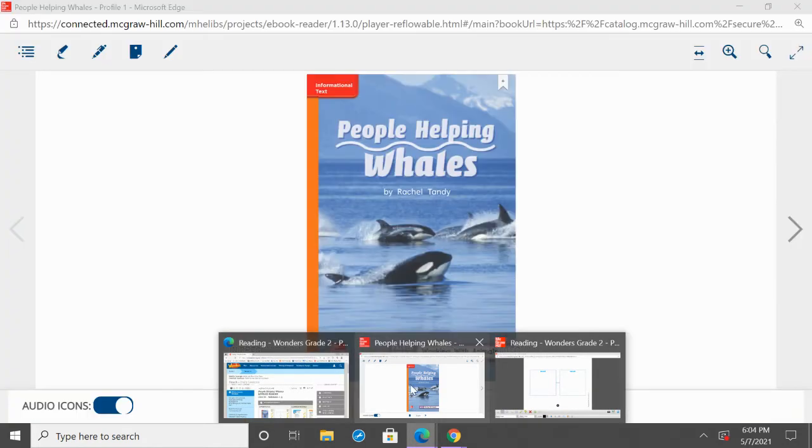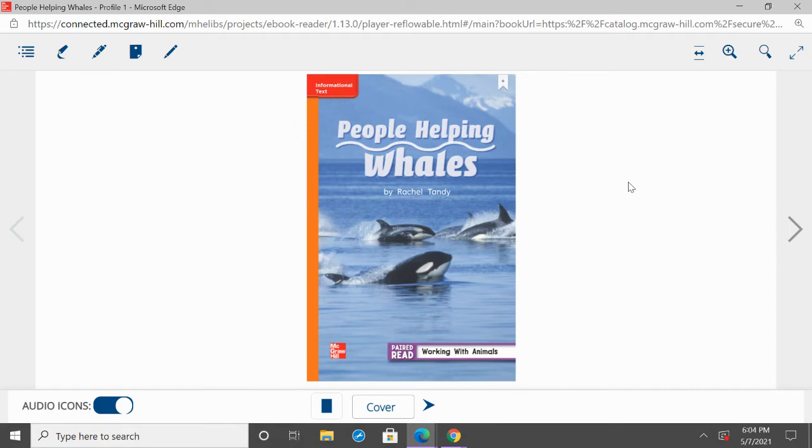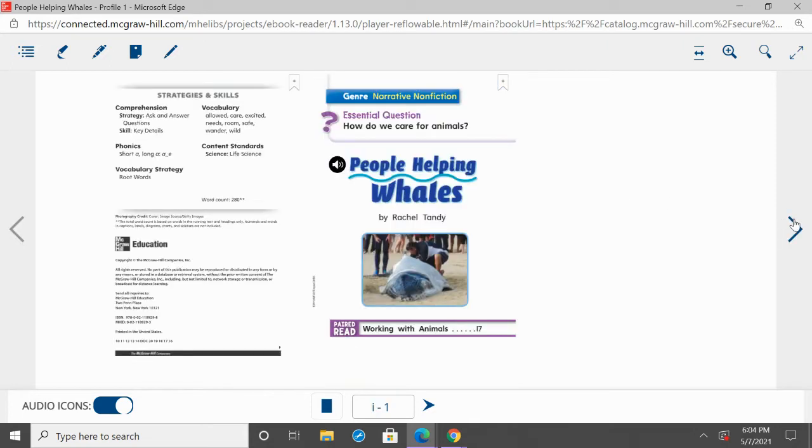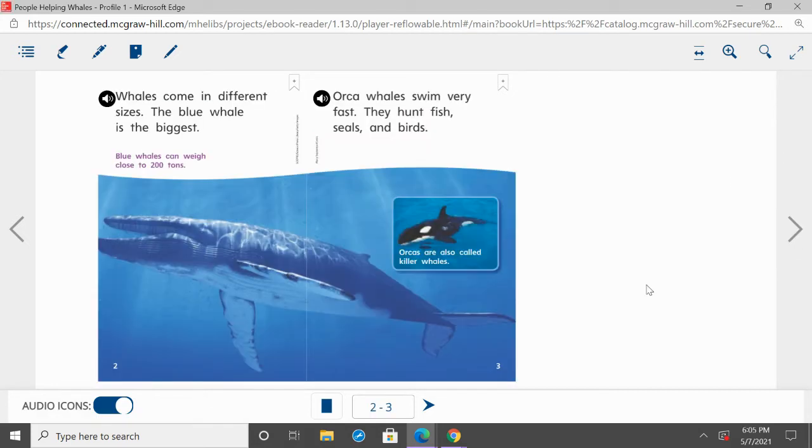But I'm going to pull up our story for today. So our story is People Helping Whales by Rachel Tandy. So we can already go ahead and look at this picture. We can, from the title and the picture, see we're going to be learning about whales. People helping whales. So I want you to silently read along as I read out loud, and then we're going to look back and find some key details.